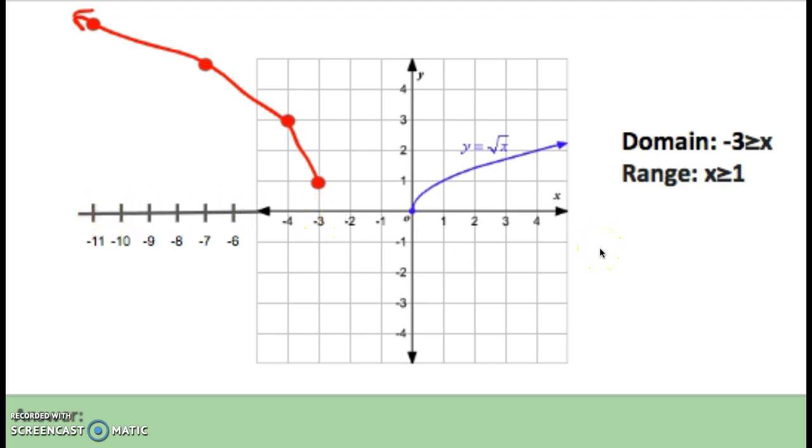And the range is the y values that would make the function work. And it starts at 1 because the function starts at 1, not at 0. So those were 2 examples of the square root functions and their translations, how to graph them, and how to get domain and range.